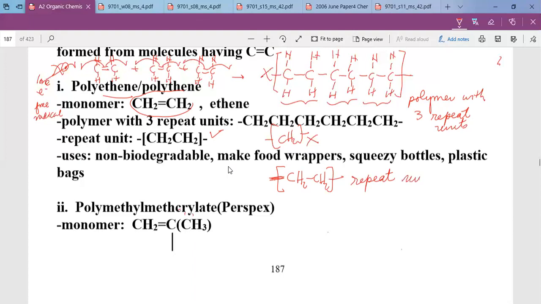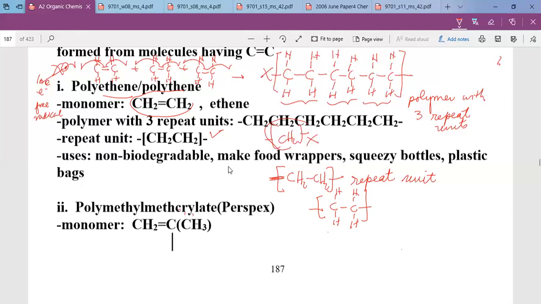Repeat unit. Or if you want to be extra careful, draw all of them like a displayed formula. Can, no problem with that. Also can. Remember, it must represent at least the minimum molecular formula of the monomer, right? This one cannot.